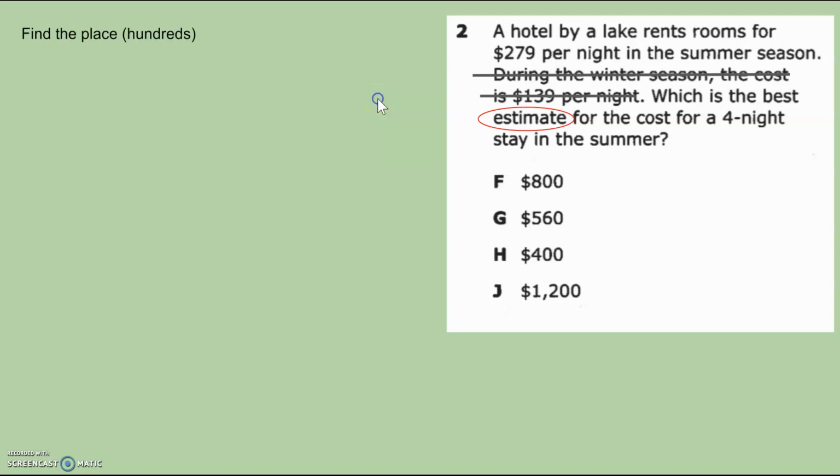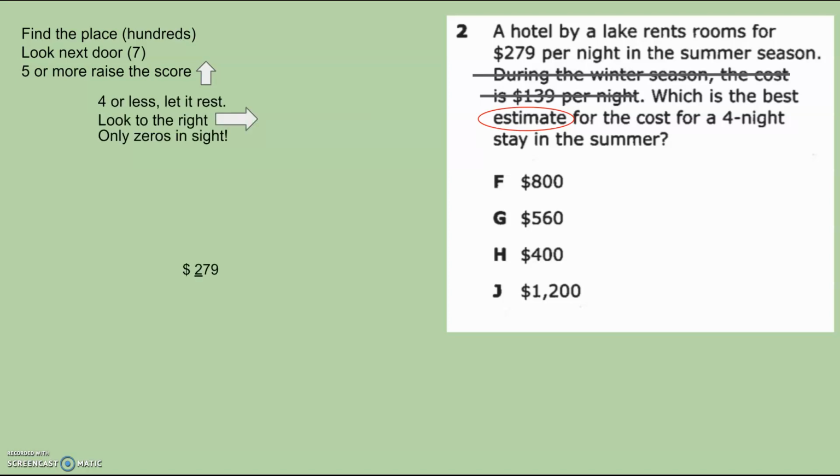So here's my little saying: find the place, look next door, 5 or more, raise the score, 4 or less, we're going to let it rest, look to the right, only zeros in sight. So if we're taking a look at our number 279, we're going to round this number to the nearest 100 because it doesn't give us a place, so we've got to go to the largest one.